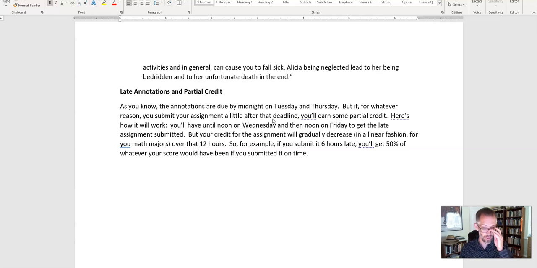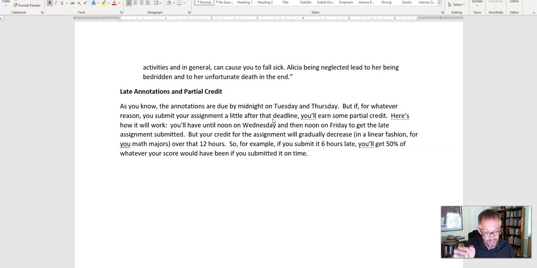Here's how this is going to work. You will have until noon on Wednesday for that Tuesday assignment, and then noon on Friday for that Thursday assignment. So what that does is, it's due at midnight, but I give you until noon the next day, 12 hours, to get in a late assignment. But your credit for the assignment will decrease over that 12 hours.